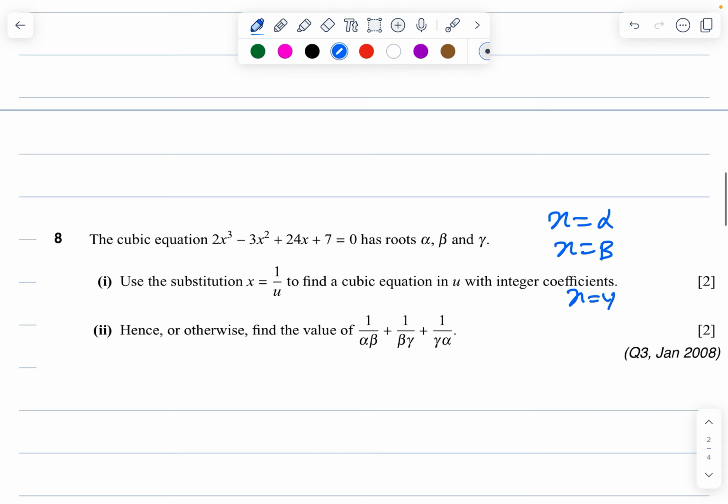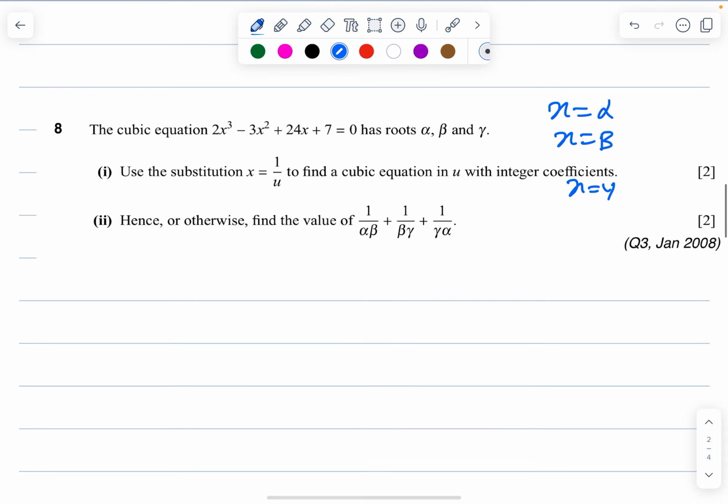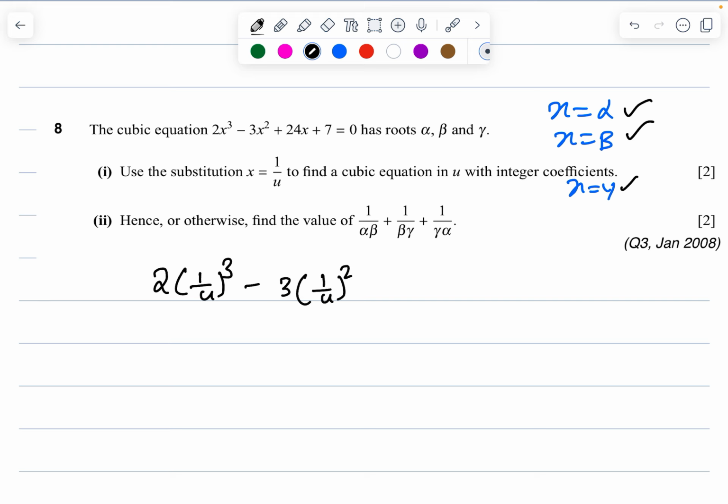Now we go to question number 7 is not there, then 8. We'll come back to question number 7 again. Question number 8. The cubic equation has roots alpha, beta, gamma. So x can be alpha, x can be beta, or x can be gamma. Use the substitution x equals to 1 upon u. So 1 upon u whole cube minus 3 times 1 upon u whole square plus 24 times 1 upon u plus 7 equals to 0.